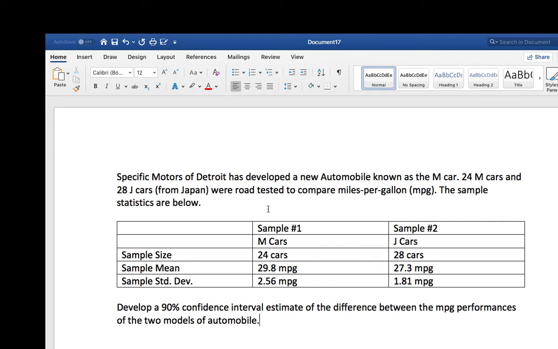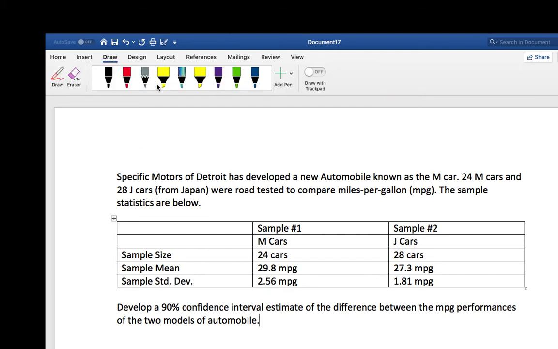Specific Motors of Detroit has developed a new automobile known as the M car. 24 M cars and 28 J cars from Japan were road tested to compare miles per gallon. The sample statistics are below. So for the M cars, there's 24 of them, and the average miles per gallon is 29.8, with the sample standard deviation. So we have a sample standard deviation, not a population standard deviation, as I was saying earlier. That means we're going to use a t-distribution, and that is what determines whether or not we use a t-distribution.